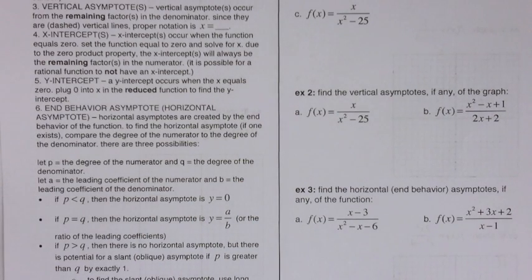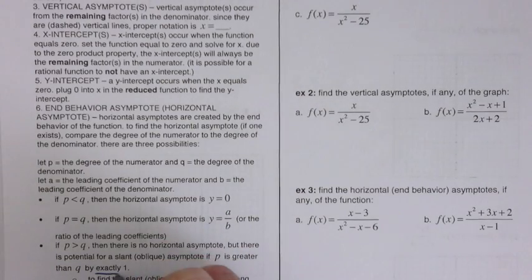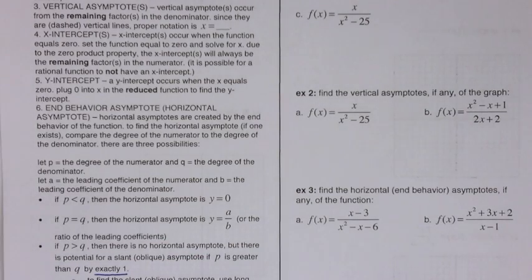If p is greater than q, then there is no horizontal asymptote, but there is a potential for a slant or oblique asymptote if p is greater than q by exactly 1. So if the numerator is degree 3 and the denominator is degree 2. If the numerator is degree 4 and the denominator is degree 3, that could produce the slant asymptote.